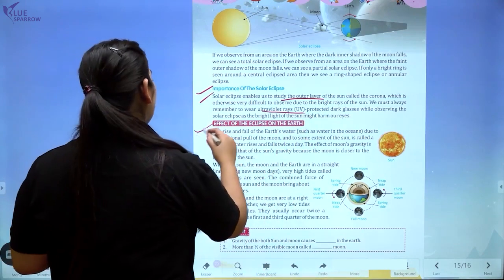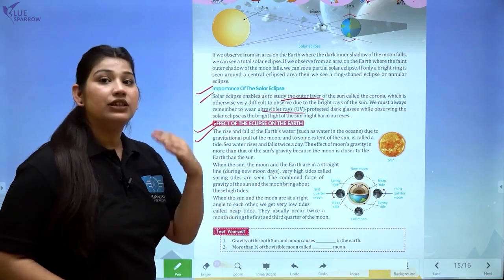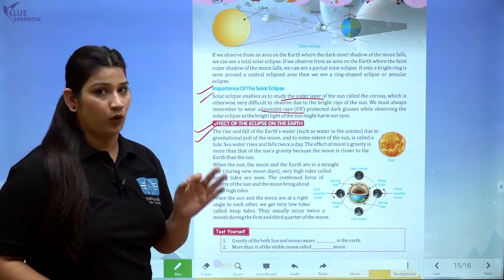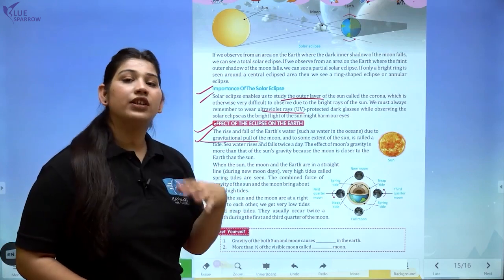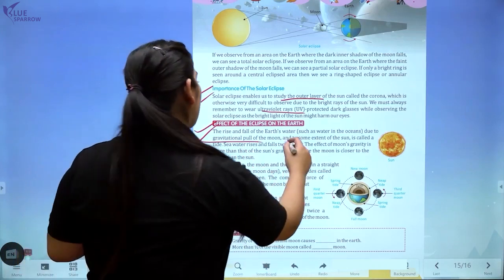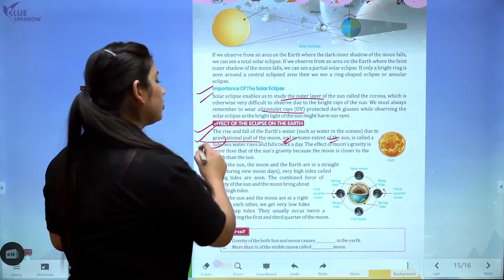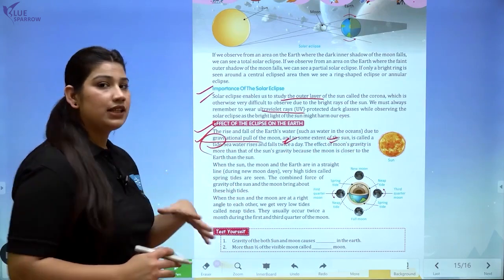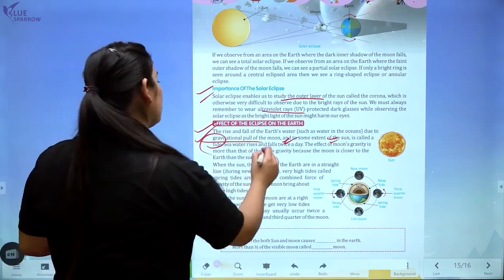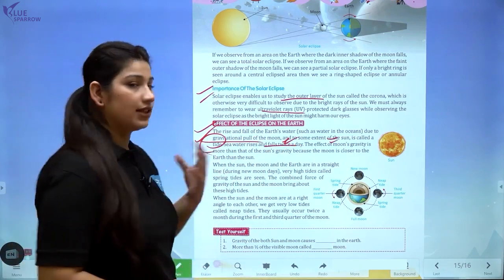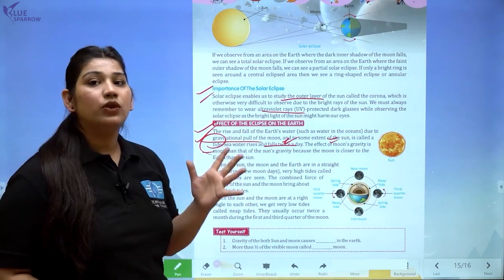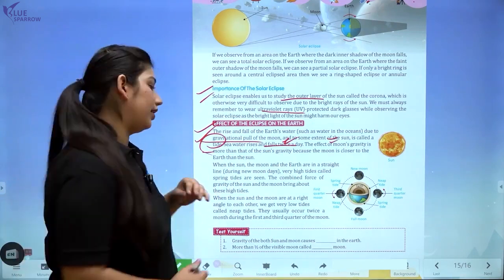Next comes the effect of eclipse on the earth. The rise and fall of the earth's water, for example in oceans and seas, is because of the gravitational force of the moon and to some extent the sun, which is called tide. In the sea, water rises and falls twice a day. The effect of the moon's gravity is more than the sun's gravity because the moon is closer to the planet Earth.